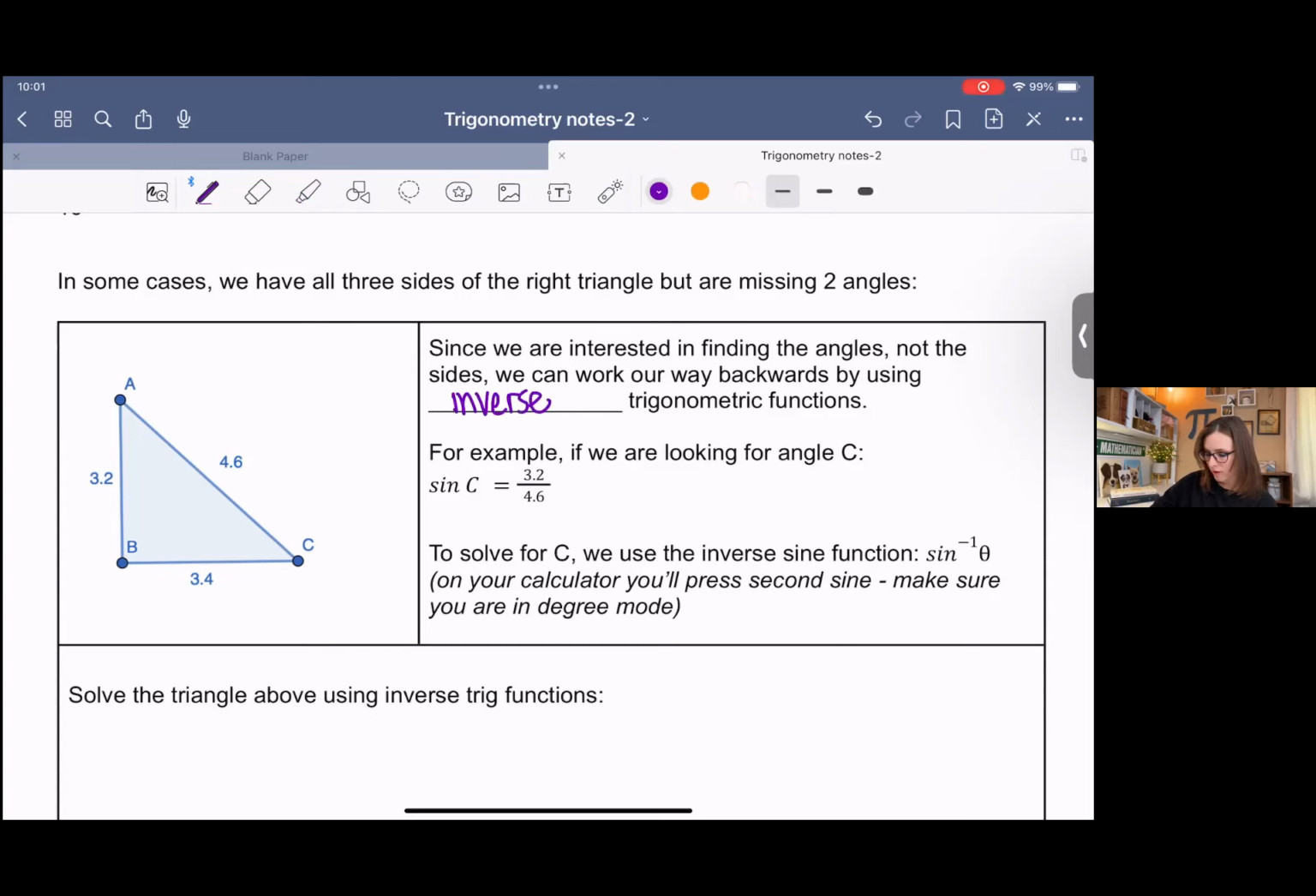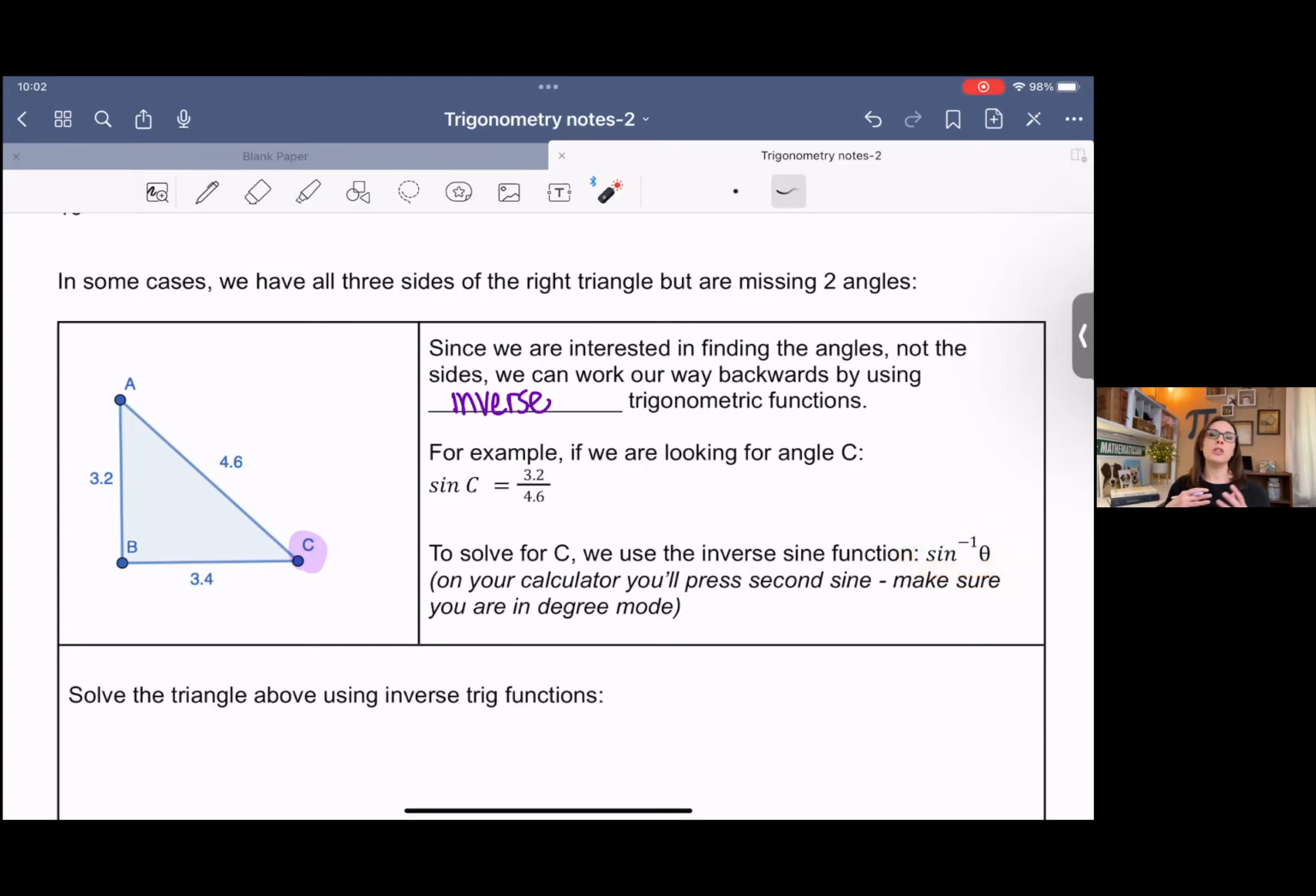Inverse. So if I'm focusing on angle C, then I could use sine C. You can pick a different one, you could do cosine or something like that. But I'm going to use sine C just for the example, equals opposite over hypotenuse. And I'm looking for C. And what we use here is called inverse sine, and it looks like sine raised to the -1 power.